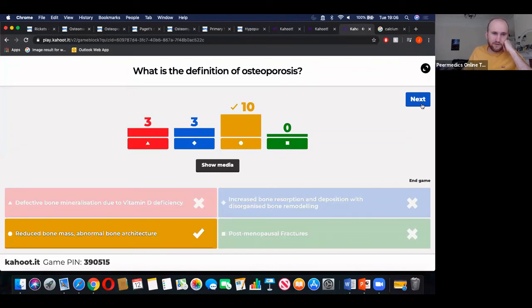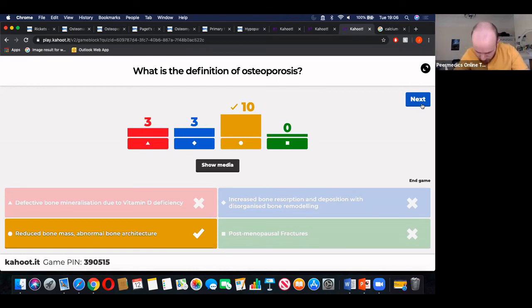That's good. So yeah, it's your reduced bone mass and abnormal bone architecture. Think back to that photo that we showed, where you saw the architecture and how thin it looked, and the reduced bone mass compared to normal bone. Your red answer is osteomalacia and rickets. So you know that vitamin D deficiency causes defective bone mineralization, because bone formation relies on calcium and phosphate going to the bone. So if you don't have your vitamin D, then that's going to be affected.